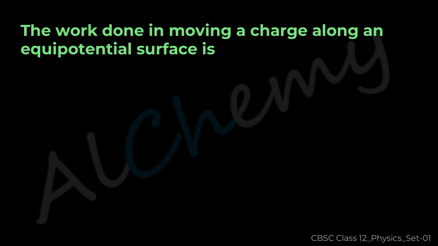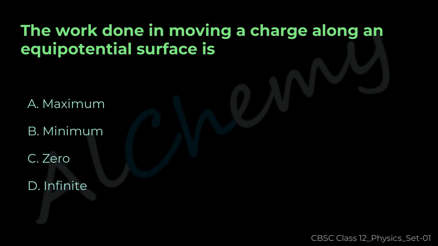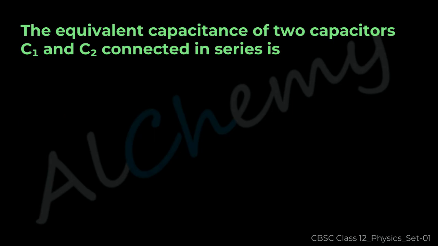Parabolic. Question 6. The work done in moving a charge along an equipotential surface is A. Maximum, B. Minimum, C. Zero, D. Infinite. The correct answer is C. Zero. Question 7. The equivalent capacitance of two capacitors C1 and C2 connected in series is.